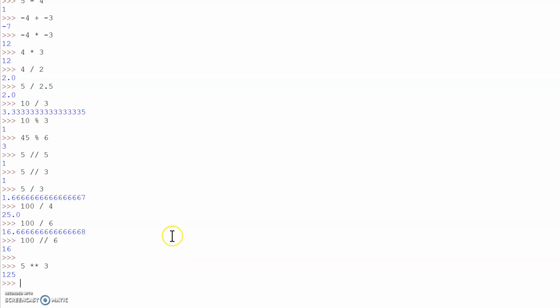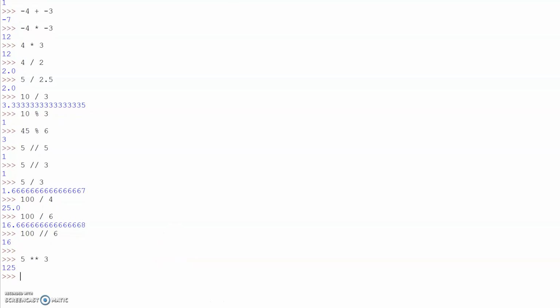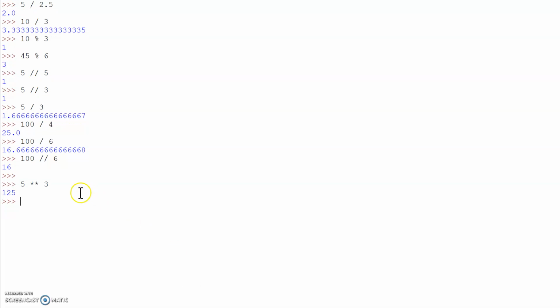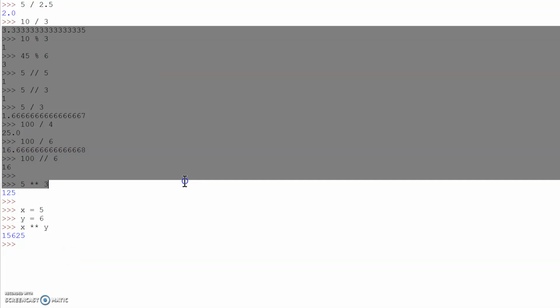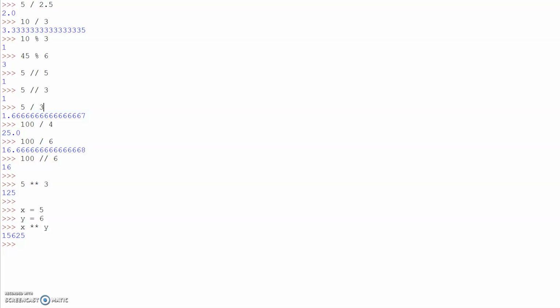So those are your arithmetic operators. Now one thing to remember with these is that you can use variables as well. We're not just stuck with simple numbers. So you can do x equals 5 and y equals 6. And you can do x exponent y, and it will work. Wow, that's a big number. Yeah, 15,625. So with all of these, you can use variables, with all of these and the other ones that are there. So yeah, all of them will work. That is very important to remember.